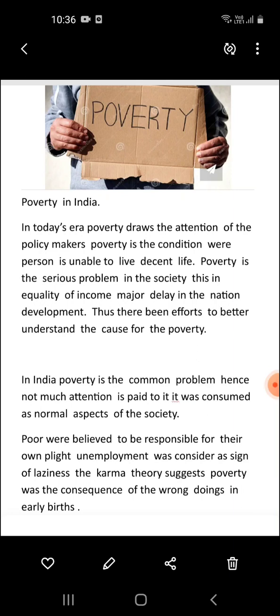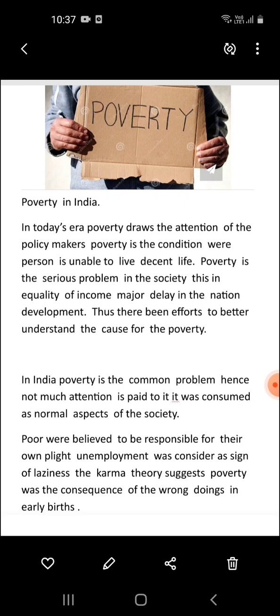So, in today's section, we are going to discuss one of the major problems of India, that is poverty. In today's class, we are going to discuss in detail what the concept of poverty is, its types and causes. Then in the later part, we are going to have a look at the measures taken by the government in order to reduce poverty in India.